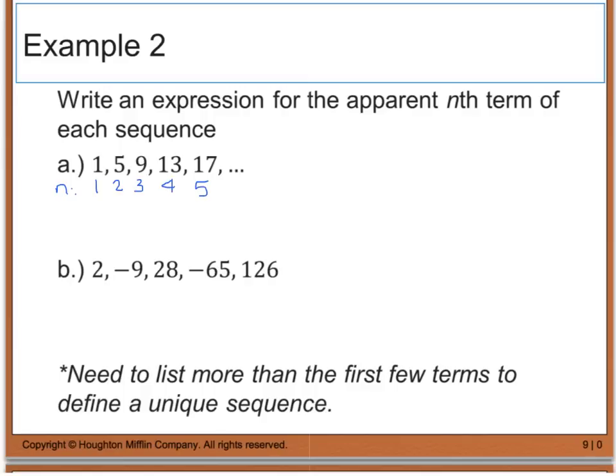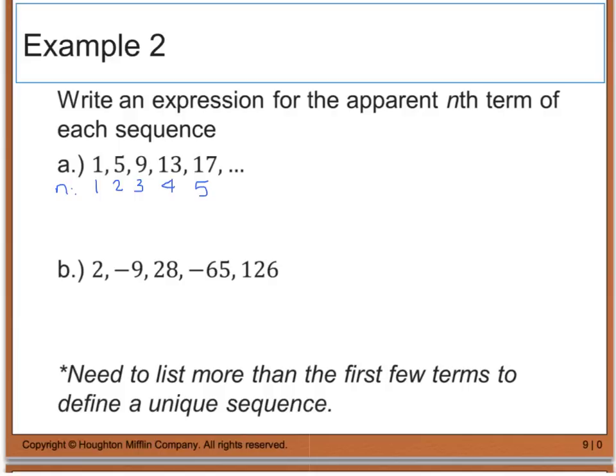From here, it just becomes kind of a game of trying to find what pattern goes. My best suggestion to you is I like to start out with these middle terms and see what's going on. I see that if I go from 1 to 5, I have a difference of 4. 5 to 9 is a difference of 4. 9 to 13 is a difference of 4. So they all have a common difference of 4.